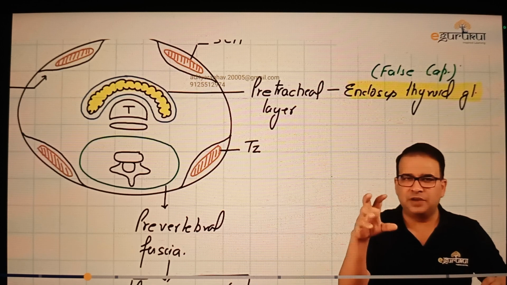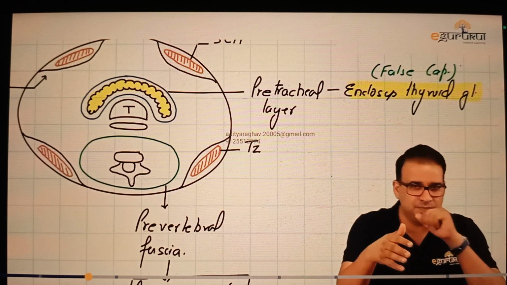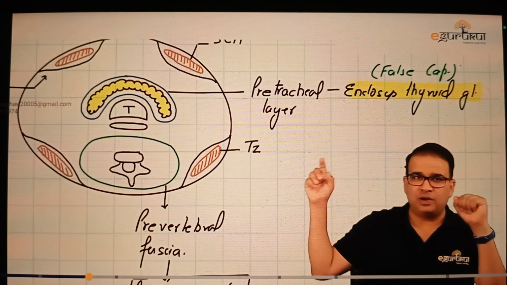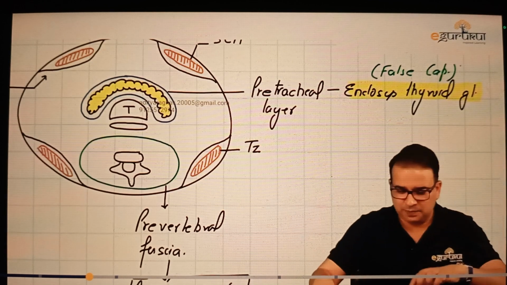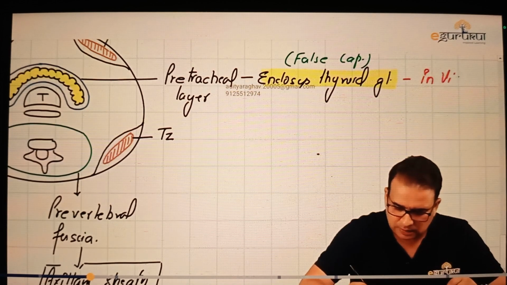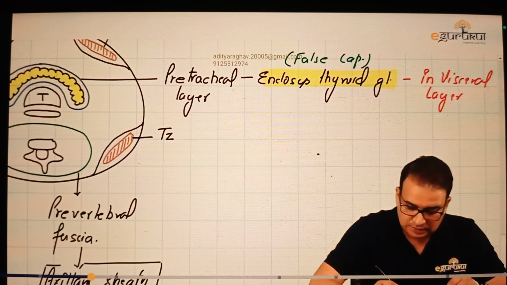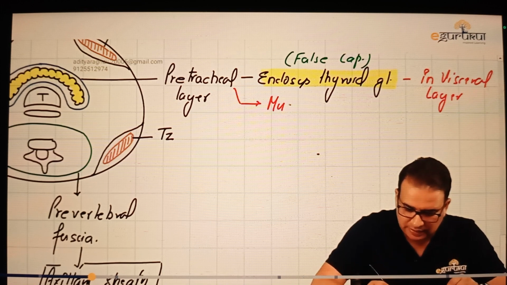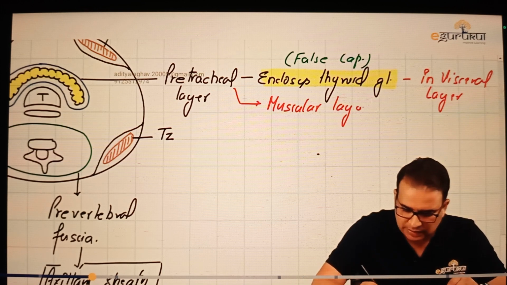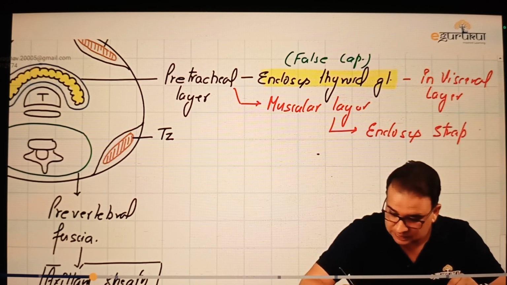A little detail to be added here about the pretracheal layer. The pretracheal layer actually has two parts: we have a visceral layer of pretracheal fascia and we have a muscular layer. Obviously, the thyroid gland is a visceral structure, so the thyroid gland is present in, and enclosed by, the visceral layer of pretracheal fascia. This pretracheal fascia also has the muscular layer, and this muscular layer encloses the strap muscles.